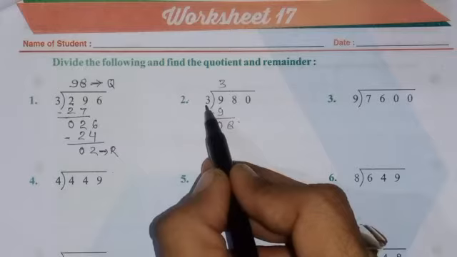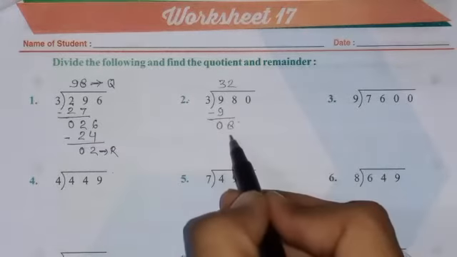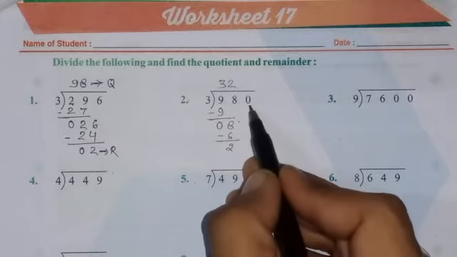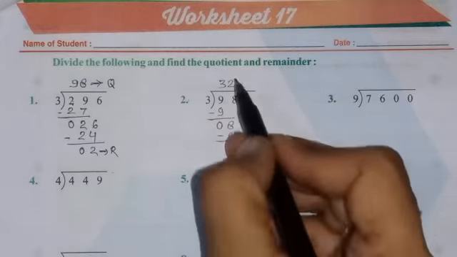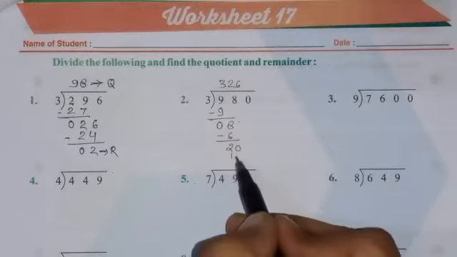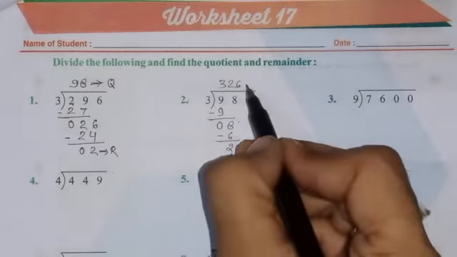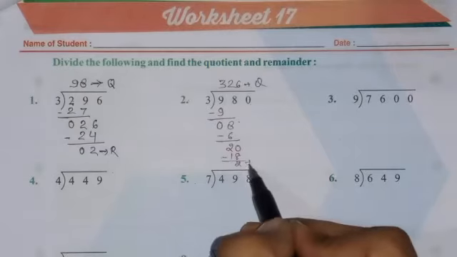By the table of 3, 3 2s are 6. Continue minus, you will get 2. Write down the next digit 0. 3 6s are 18, and you will get 2 on subtracting. So this one is quotient and this one is remainder.